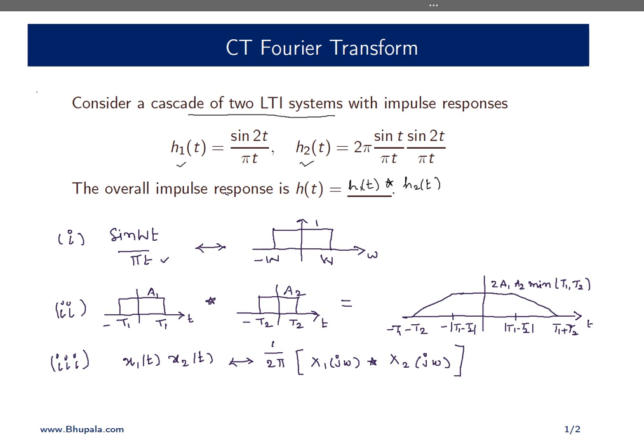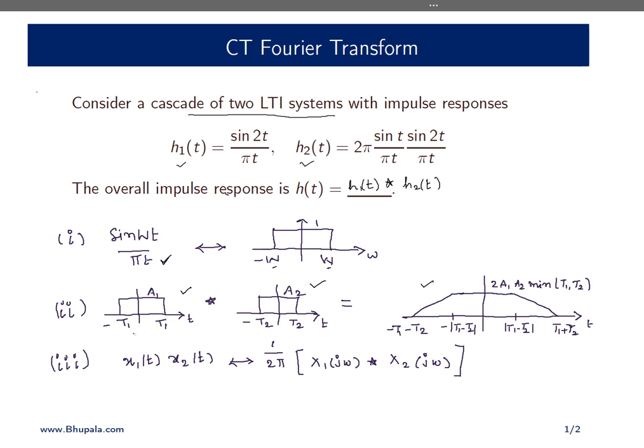They are: the Fourier transform of the signal sin wt by pi t would be a rectangular signal from minus w to plus w. That is the first result. And the second result is that the convolution of two rectangles of different width will result in a trapezoid.